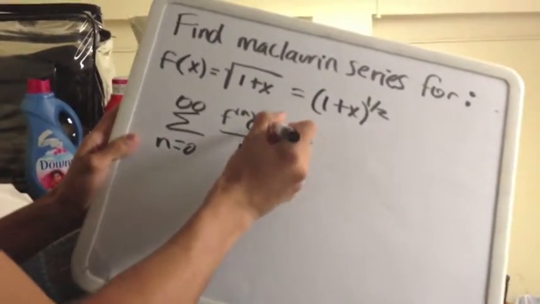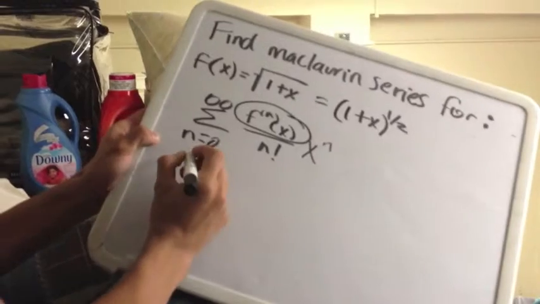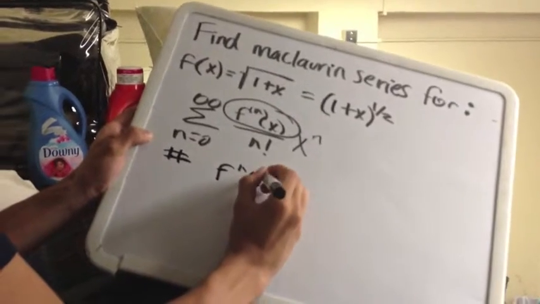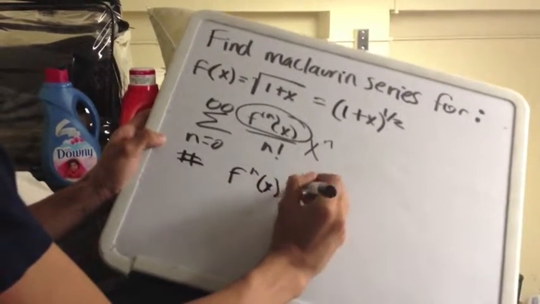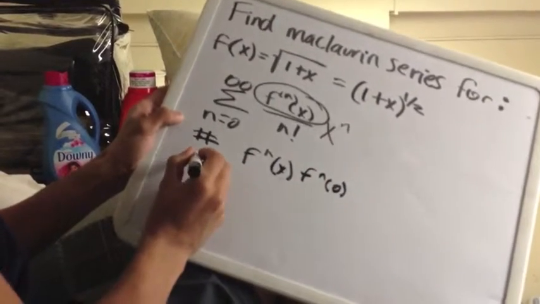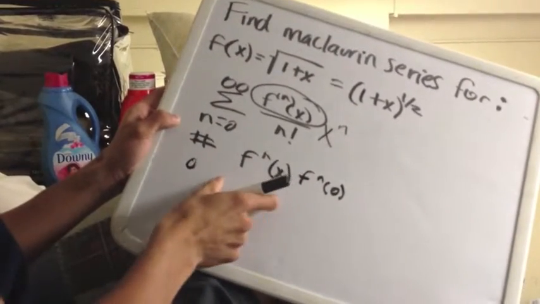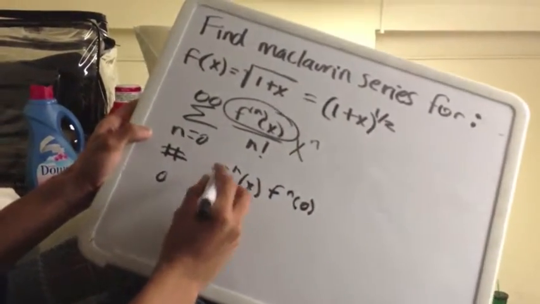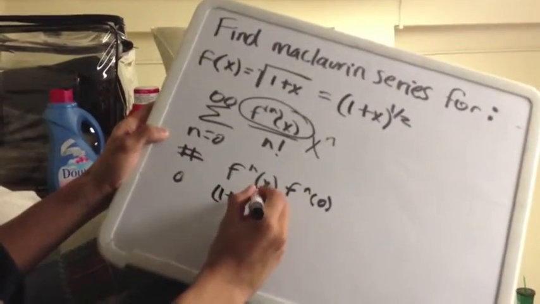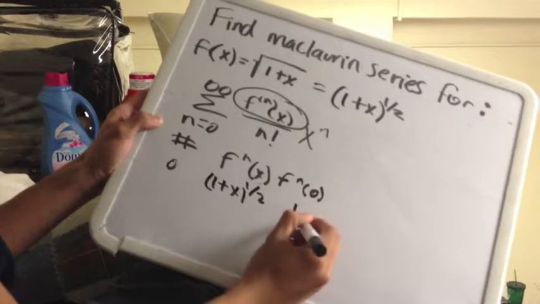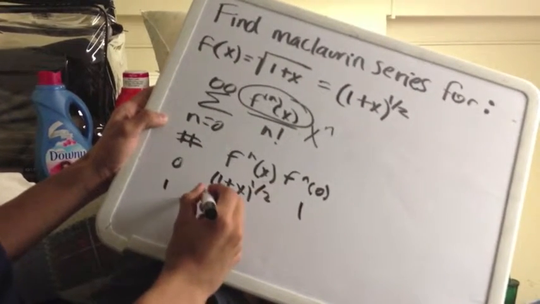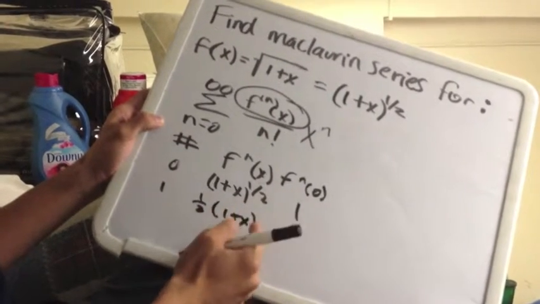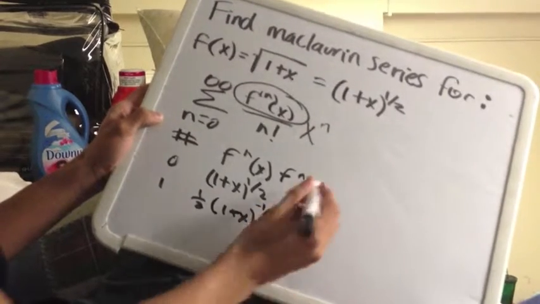So here we're taking derivatives, and we can do this handy little chart right here. What this is saying is this is the term, this is the derivative, and this is the derivative with 0 plugged in, since it's a Maclaurin series. So we're starting with (1 plus x) to the 1/2. When you plug in 0, you get 1. Our next term, take the derivative, it's 1/2 (1 plus x) to the negative 1/2. The derivative of the inside is 1. Now when you plug in 0, you get 1/2.